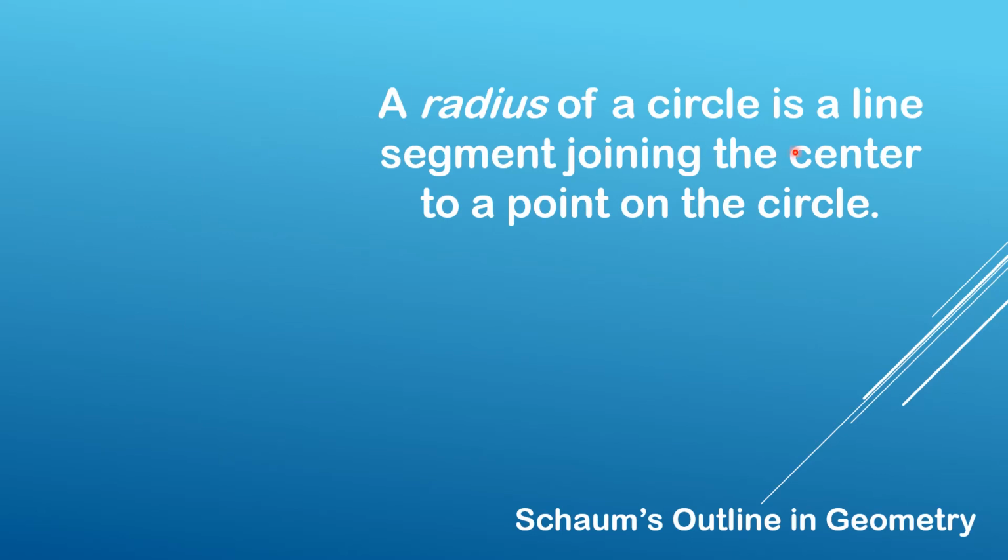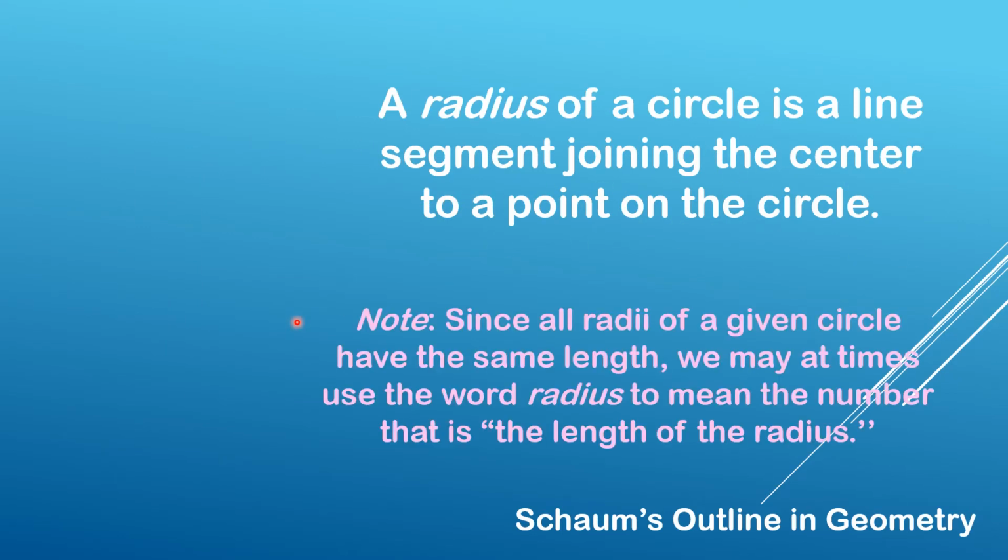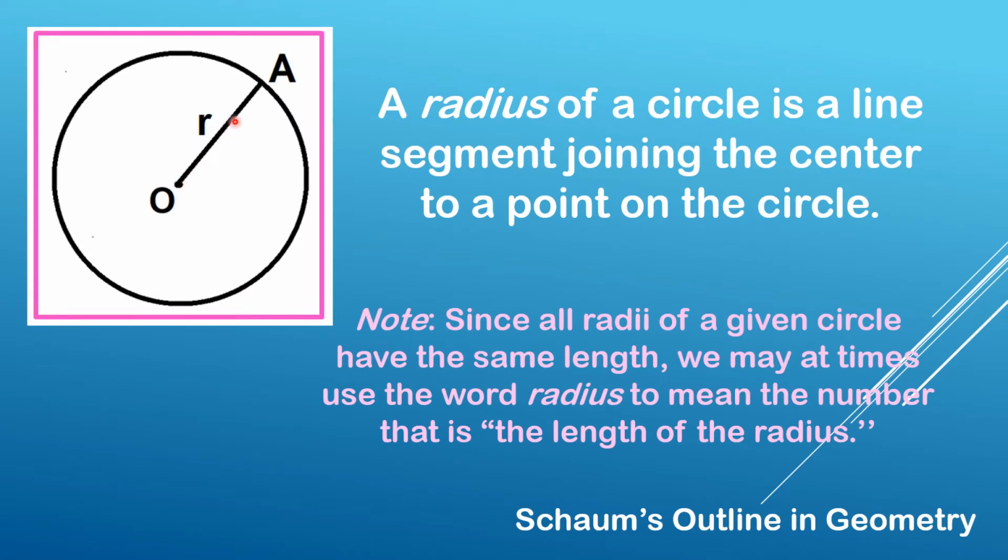A radius of a circle is a line segment joining the center to a point on the circle. So we have here the radius joining the center and a particular point on the circle. If we have more than one of these, we call them radii. Note that since all radii of a given circle have the same length, we may at times use the word radius to mean the number that is the length of the radius.